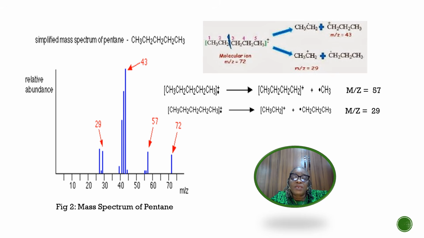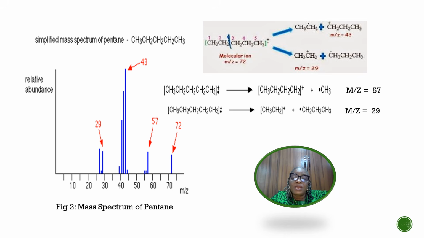It will now fragment into different other ions. And then in the fragmentation pattern, we are seeing a peak at 57. The peak at 57 shows a butyl cation formed, C4H9, and the loss of a methyl radical. And that methyl radical produced will simply get lost in the machine.